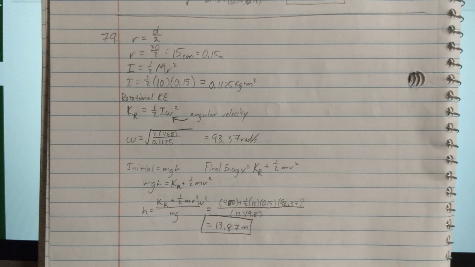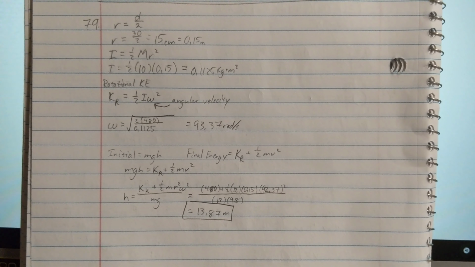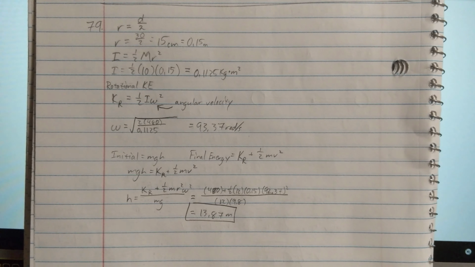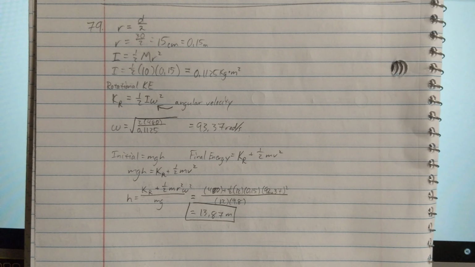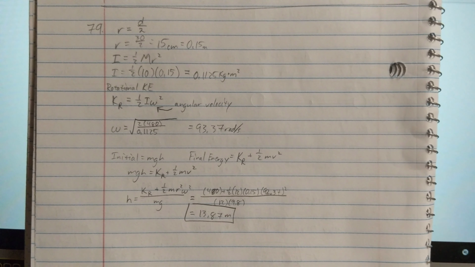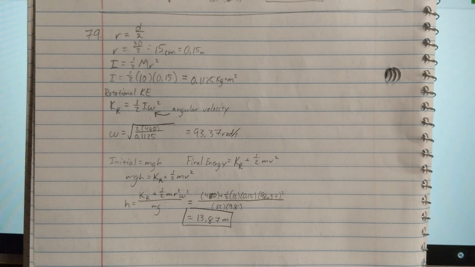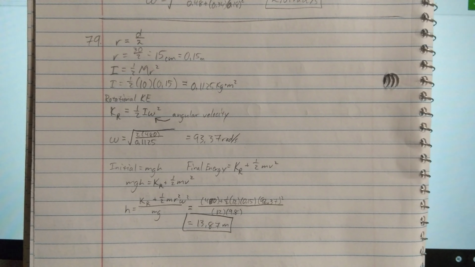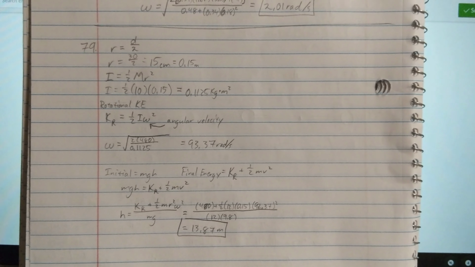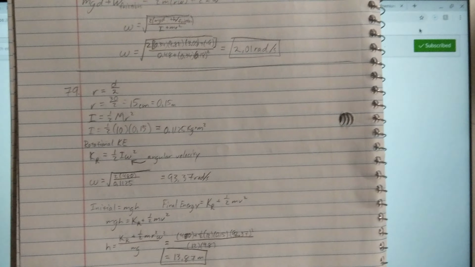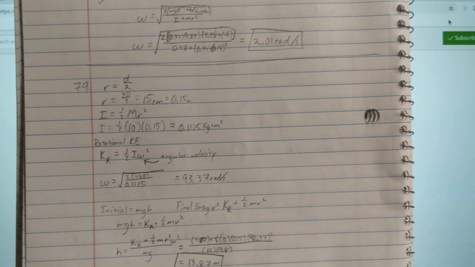This is chapter 9, problem 79. In the system shown, a 12 kilogram mass is released from rest and falls, causing the uniform 10 kilogram cylinder of diameter 30 centimeters to turn about a frictionless axle through its center. How far will the mass have to descend to give the cylinder 480 joules of kinetic energy?